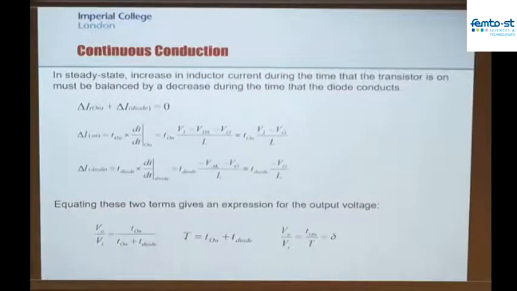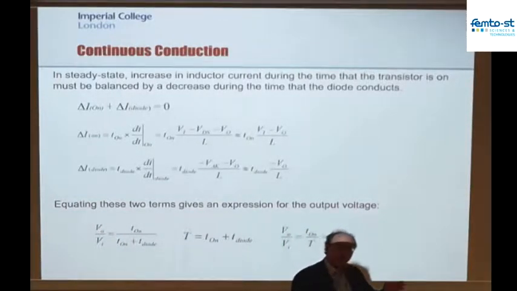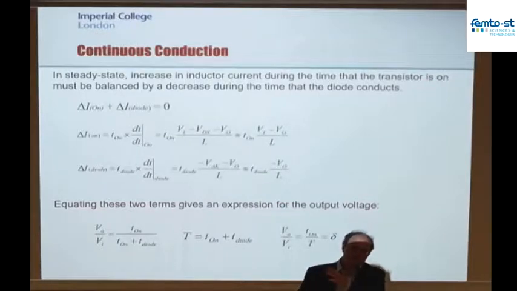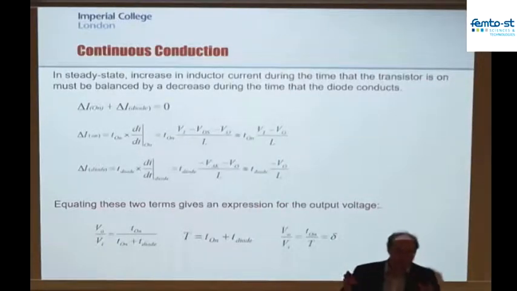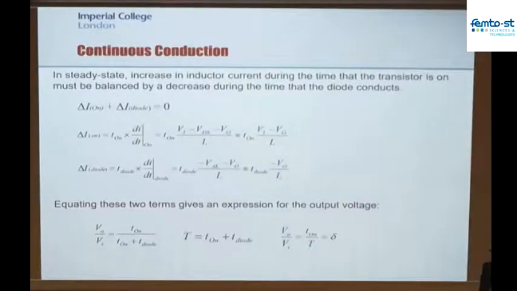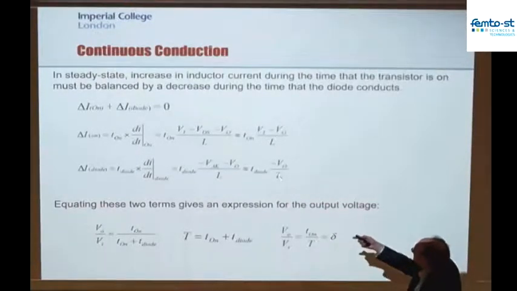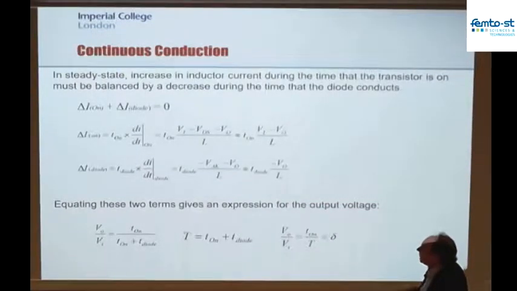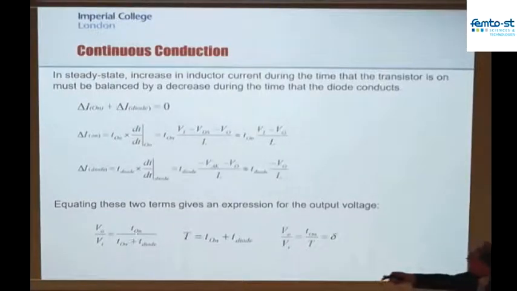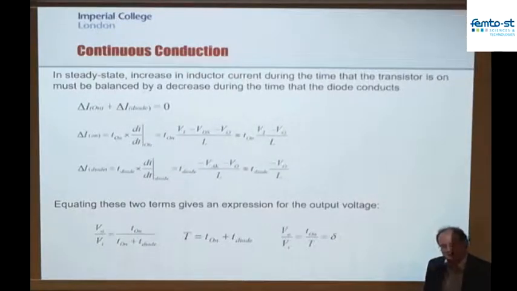If we then equate these two things, or actually we add them up, we say delta I on plus delta I off has got to be equal to 0. If we do it that way, it's easy to get the signs correct. In other words, the total change of current over a cycle in steady state is 0. We can just add those two things up. So we add this expression and this expression, equate it to 0, and we can then work out V out over V in is T on over T on plus T diode, which gives us exactly what we're expecting. V out divided by V in is equal to delta.